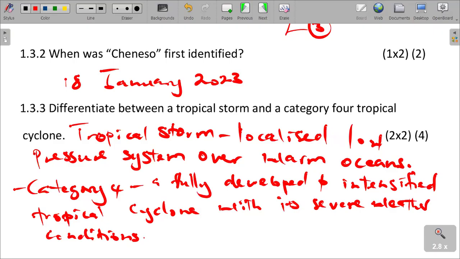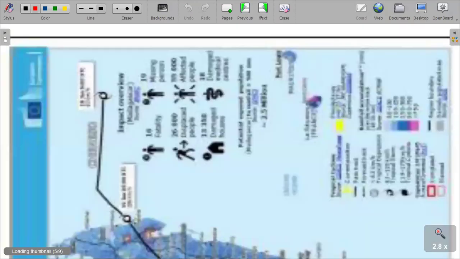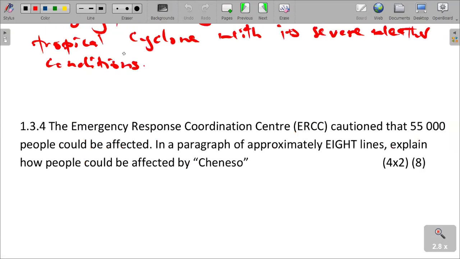And then a tropical storm is quite localized. It is just quite confined, which is actually developing over warm oceans. That is one thing that we need to understand. We need to take note of that. And then we can go again and see this photograph that was also put here for us to refer to, but let's just quickly check something before we go to this one.